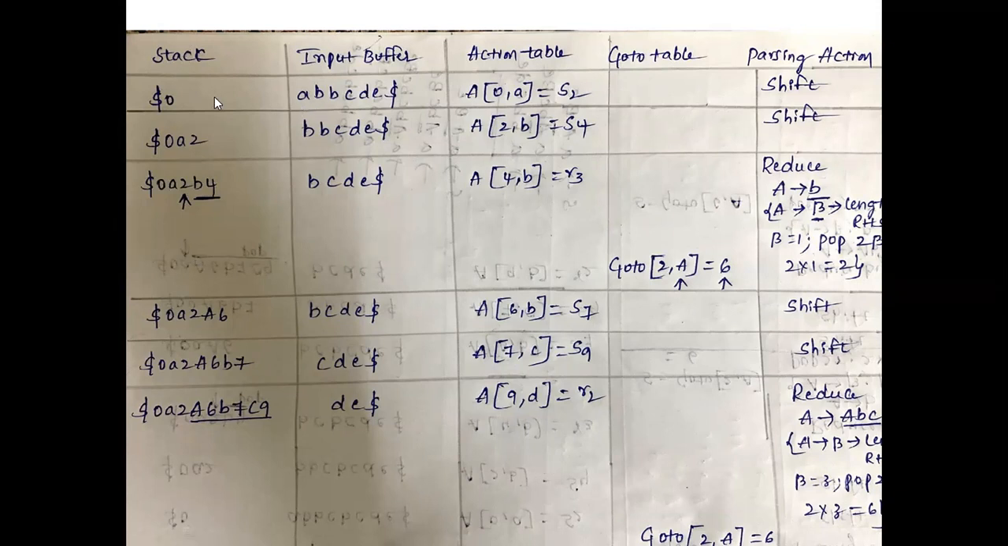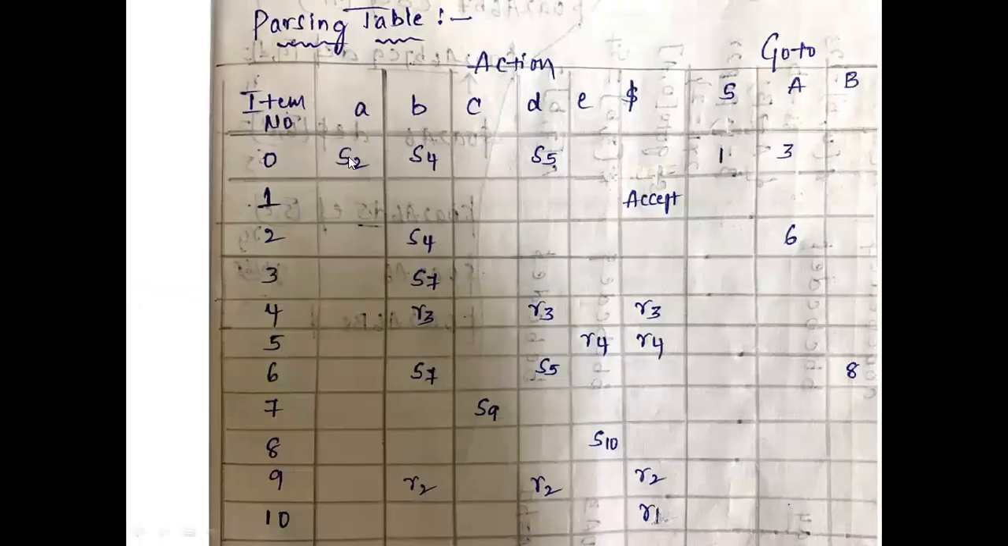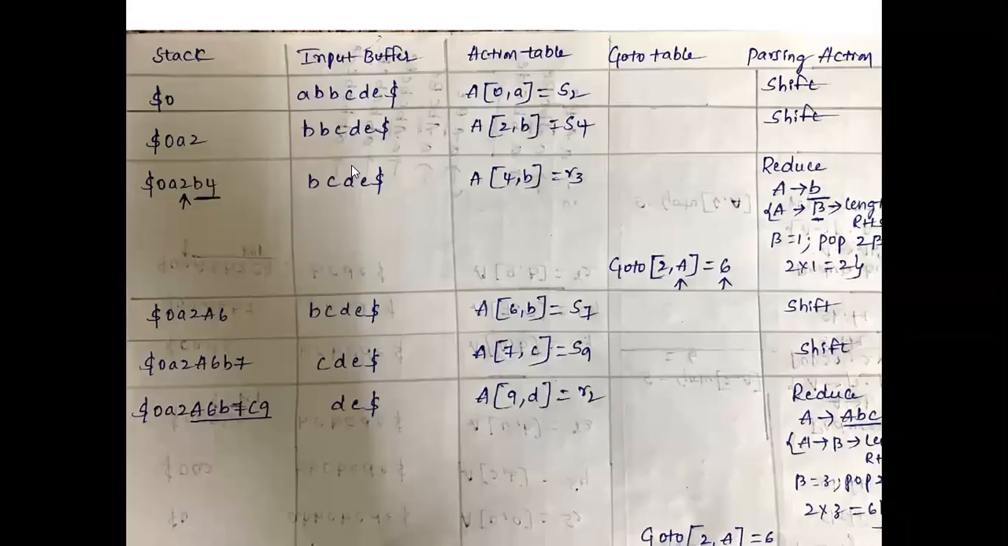Initially the stack is empty. Now I am performing the action: 0 with A. Check it out. Item number 0 with A is item number 0A. What is the cell filled with here? The cell is filled with the entry S2. What it means is we need to perform the shift operation. So in the parsing action, I write shift.